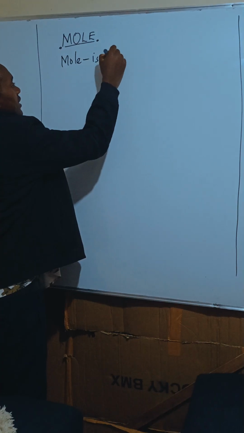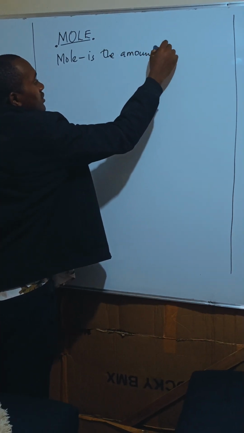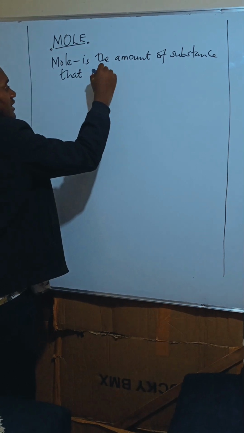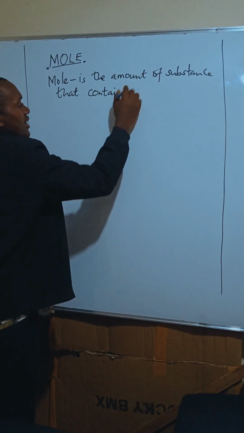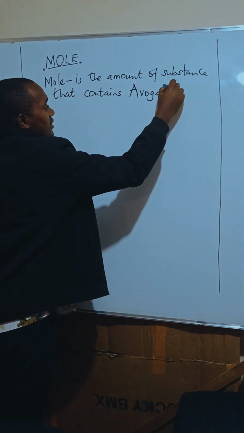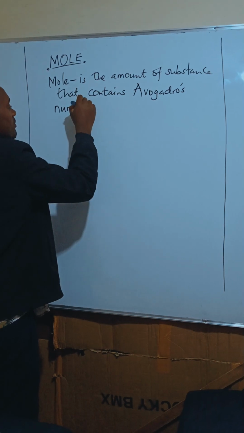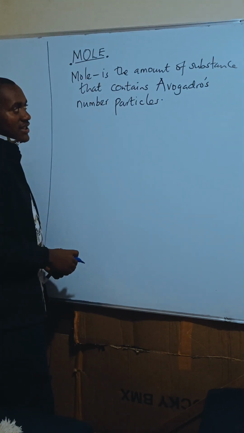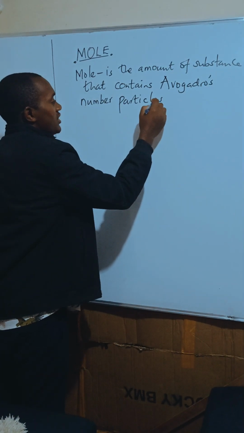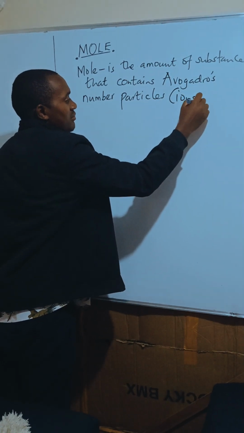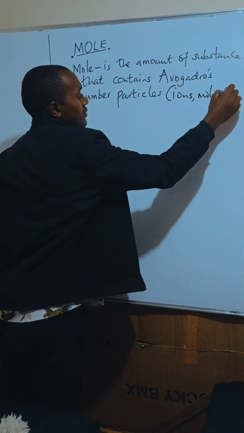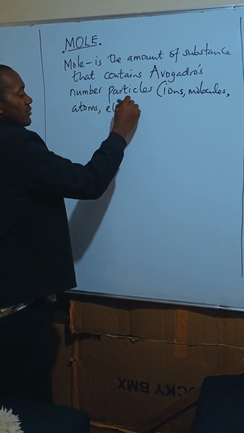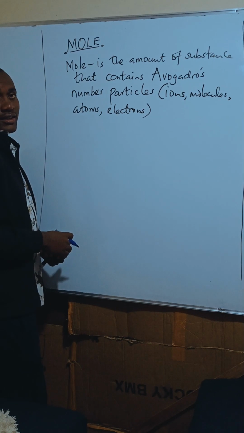The mole is the amount of substance that contains Avogadro's number of particles, which can be ions, molecules, atoms, or electrons.